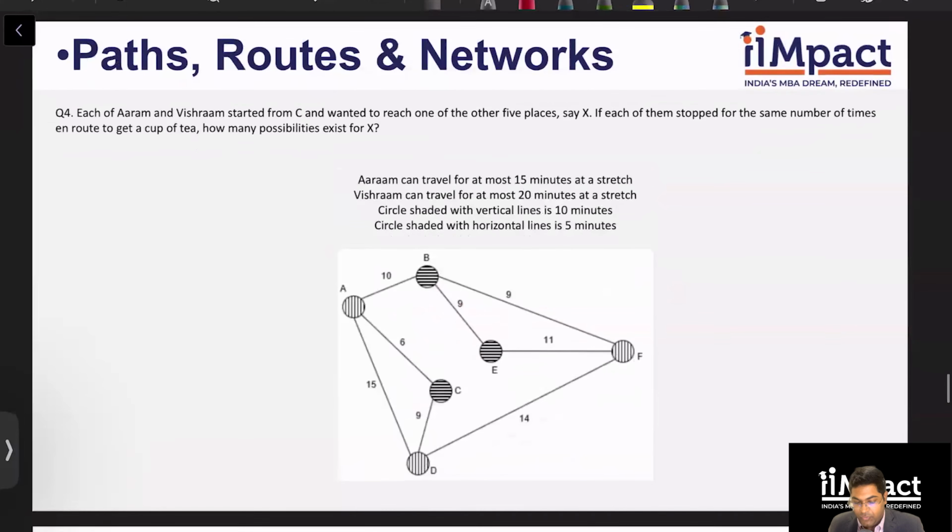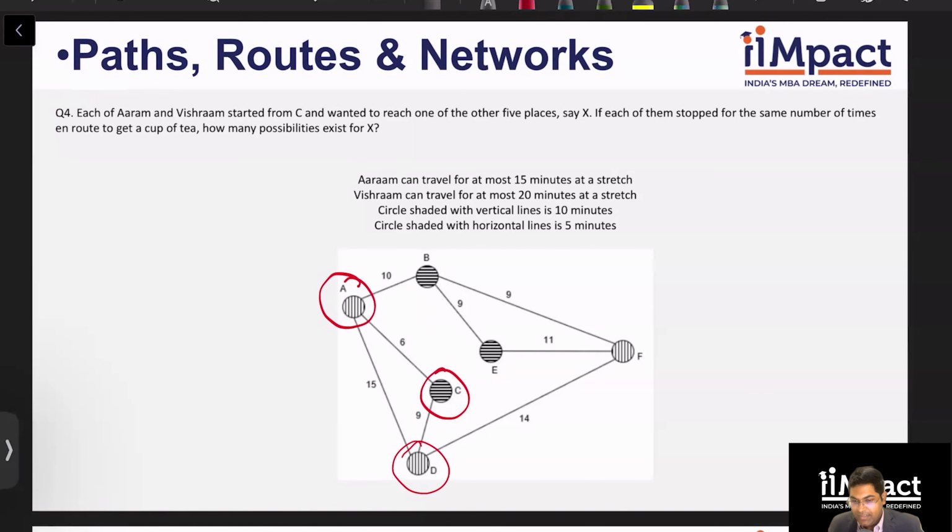Alright, question number 4. If each of Aram and Vishram started from C and wanted to reach one of the other 5 places, say X, if each of them stopped the same number of times, now we are not being told about time, we have been told about number of stops. A, of course, A and D, they will take 0 stops, right?